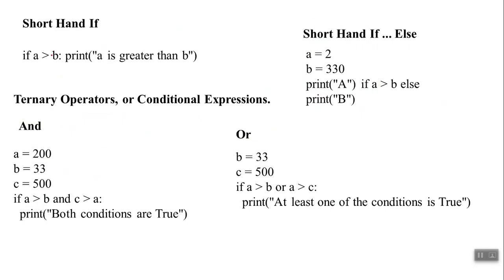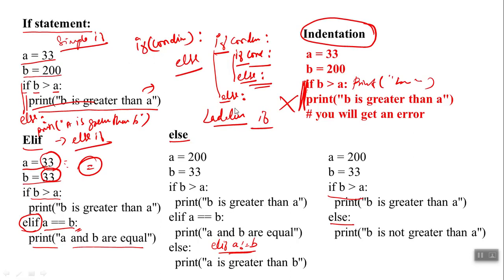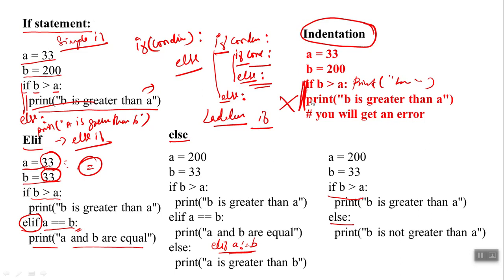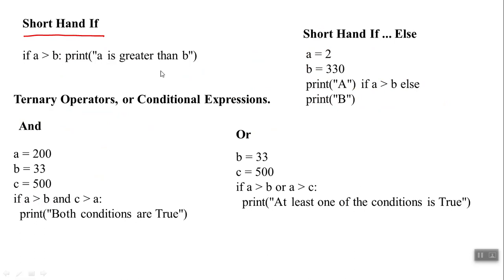Now short if, it will be called a short if. I have told you, right? You can have your print here itself. Where I had given the if, here I have given it, like this you can have it. If b is greater than a, colon, print. That is correct, so that is called a shorthand if. See here, if a is greater than b, in the same line I can give print a is greater than b.